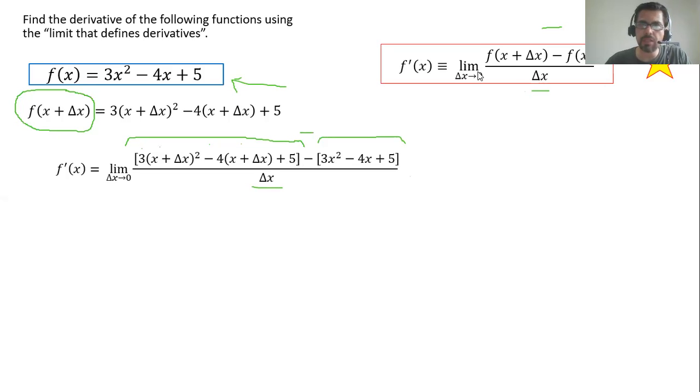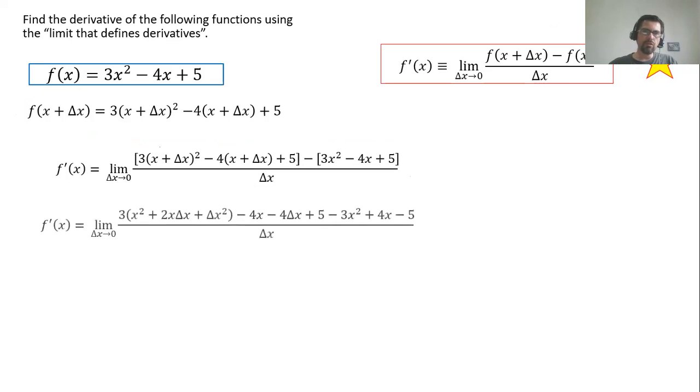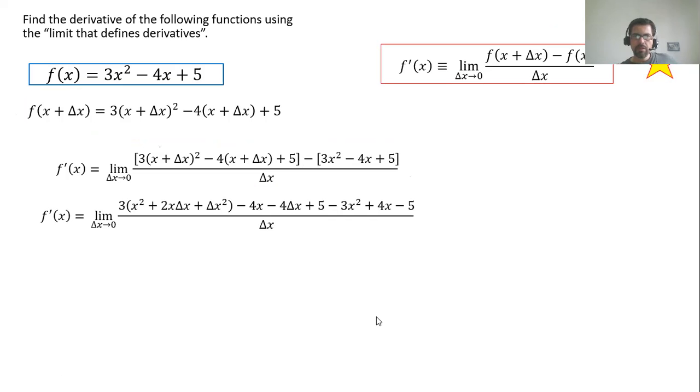Having said that, we proceed to use algebra to simplify and evaluate the limit. First we expand the binomial square. A binomial squared becomes a perfect square trinomial: the square of the first term, plus twice the first times the second, plus the square of the second. That will be multiplied by 3 in the next step. Now negative 4 multiplies x and multiplies delta x. So we get this. The 5 is still the 5.